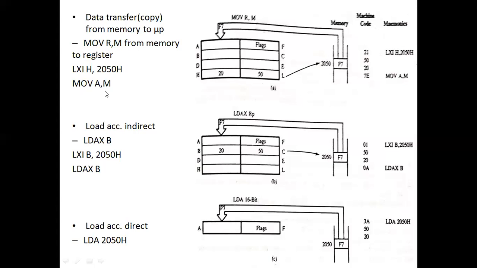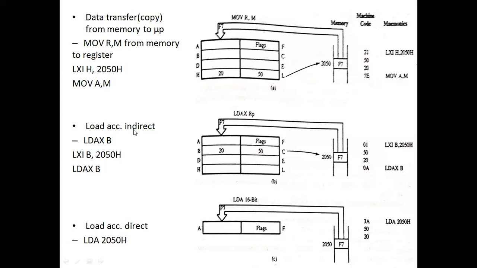And then whenever we use the MOV A,M instruction, it will copy the content of the memory whose address is present in the HL pair. The address present in the HL pair is 2050. So whatever is the content of 2050, which is F7, that F7 will be loaded into the accumulator by using MOV A,M. Another instruction is load accumulator indirect.